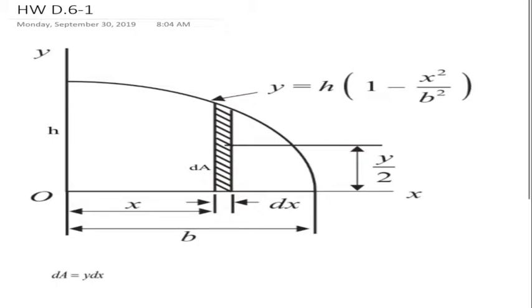Let's continue. So we know that the equation of the parabola is h times (1 minus x squared over b squared). So we need to replace that instead of the y in this equation, so we can find that.